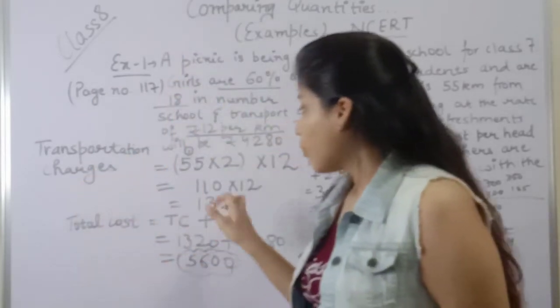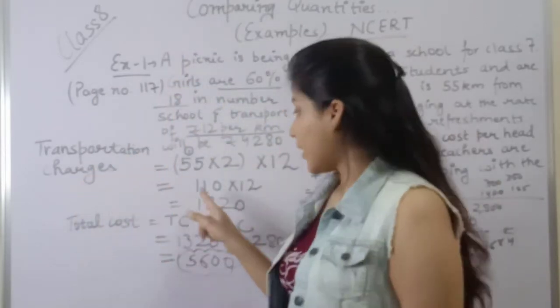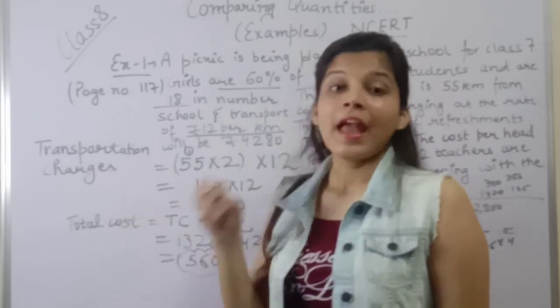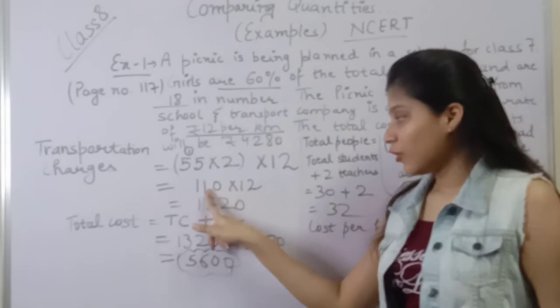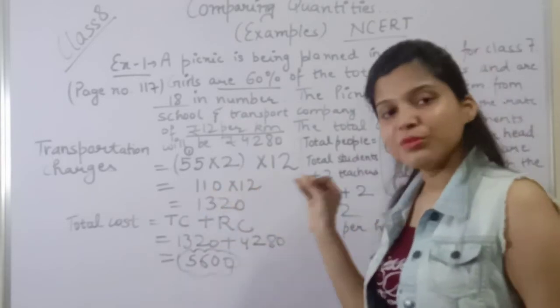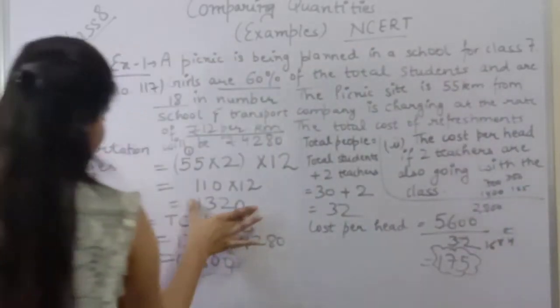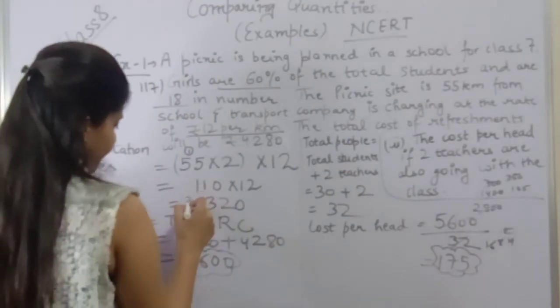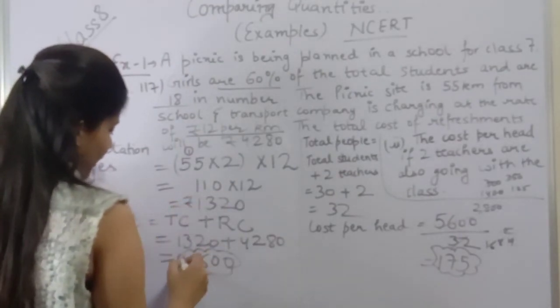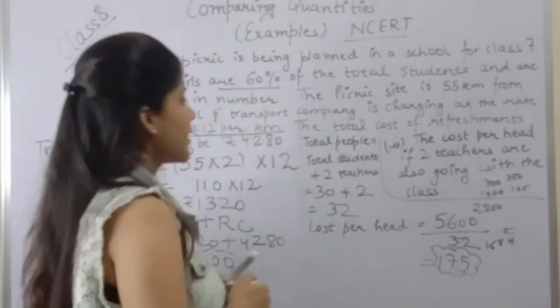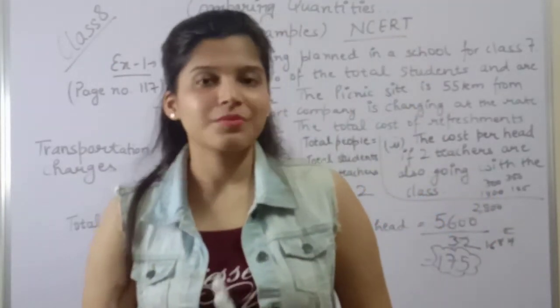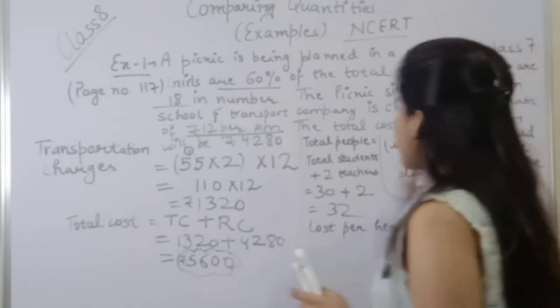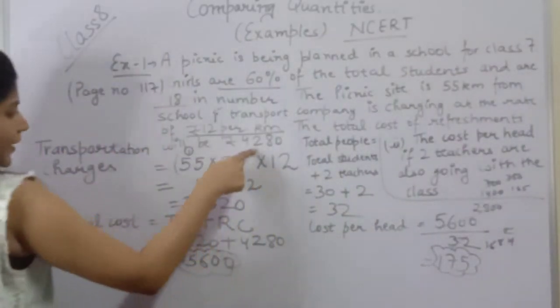Now we have total kilometers 55 into 2, 110 total kilometers. Now the charge for 1 kilometer is 12 rupees, so for 110 kilometers it is 110 into 12. So we have got the transport charges. Okay, these are the transport charges, but now we have to add the refreshment charges as well. The total refreshment charges are given as 4280.